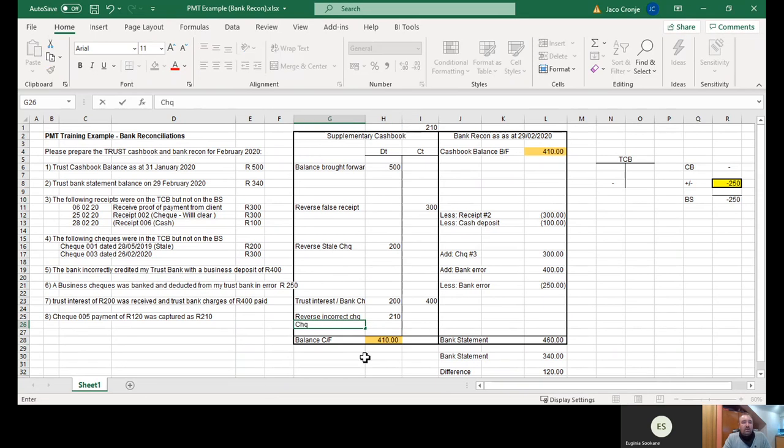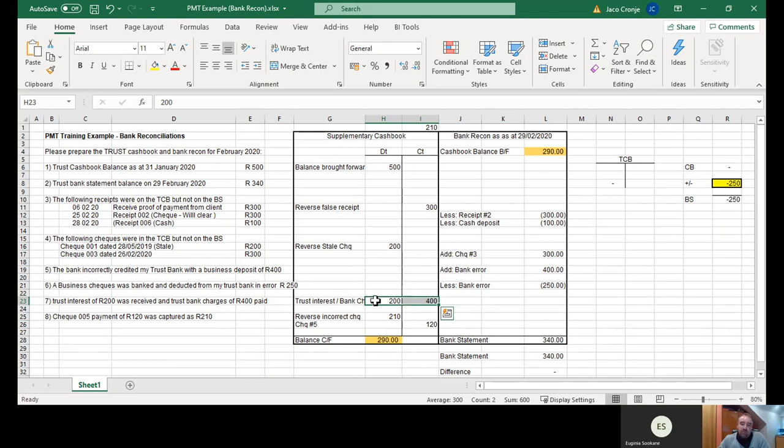So I'm going to add a line and say check number 5. And the correct value is it should have been a credit of 120 Rand. Okay, so now let's have a look at that. So I've got my cash book balance brought forward. I've reversed my deposits that won't happen in future. I've reversed my checks that will not be able to be banked in future. I've accounted for all transactions that I didn't know about.